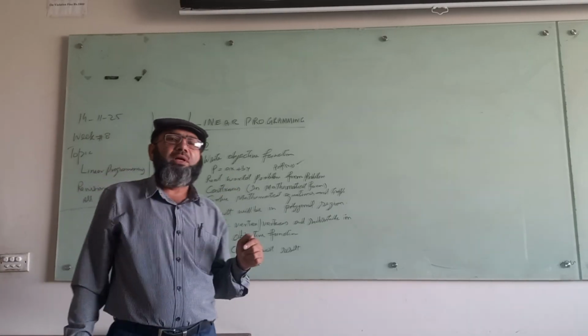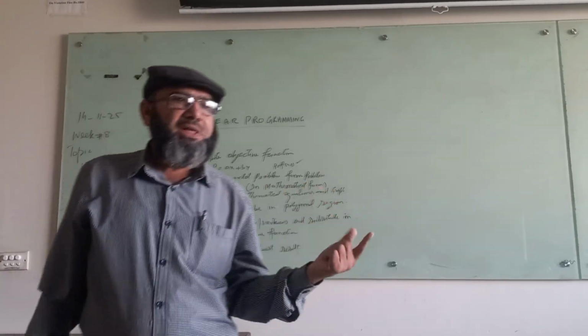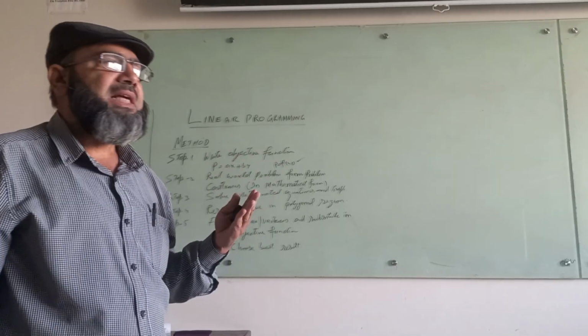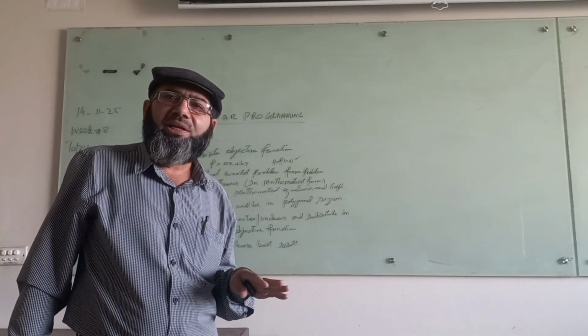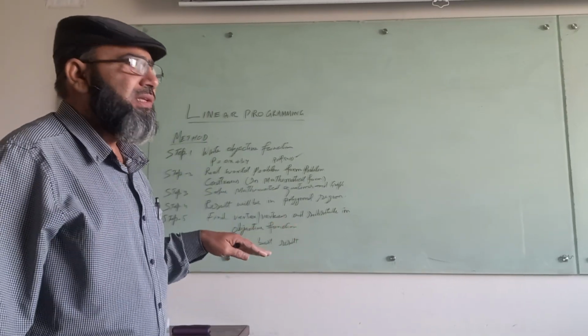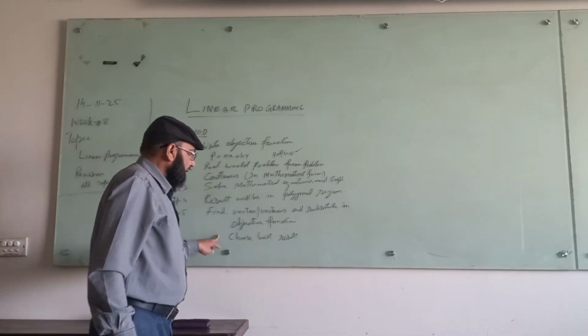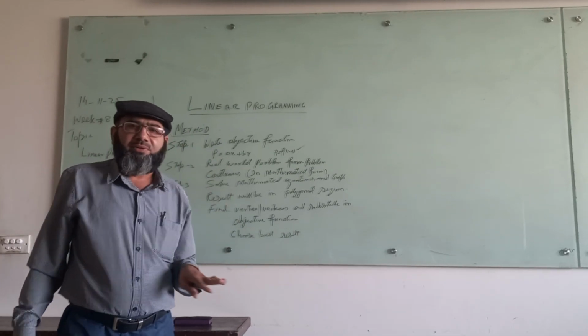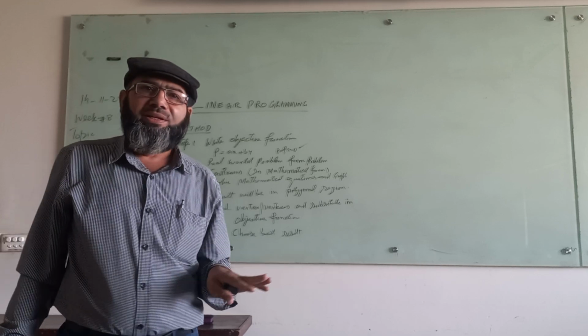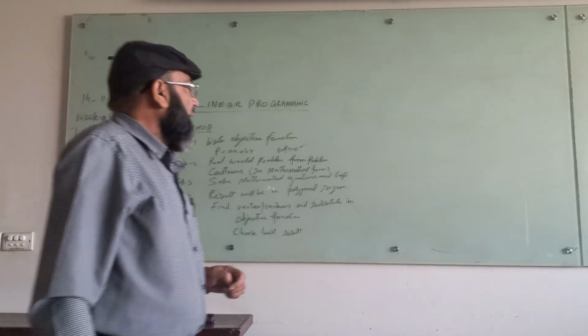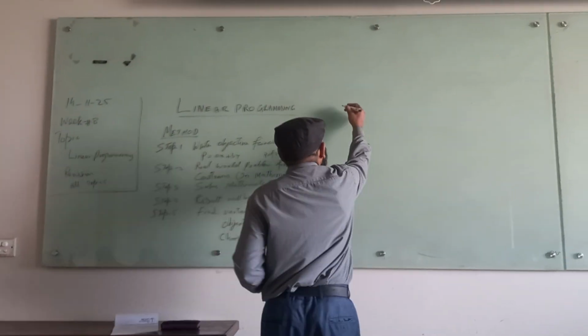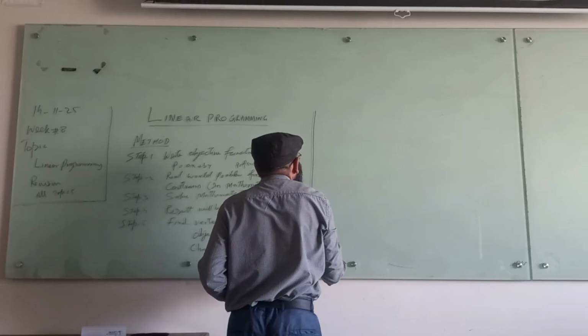If there is one vertex, one result; two vertices, two results; three vertices, three results. The number of results is exactly equal to the number of vertices. Choose the best one. What is your favorable result? Choose the best one. By using this method, we have a few questions.